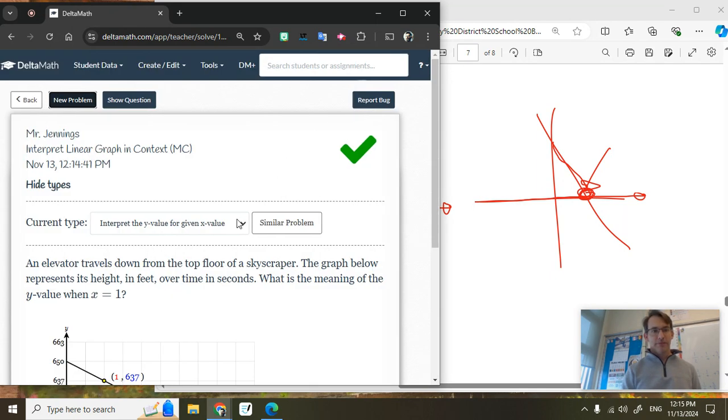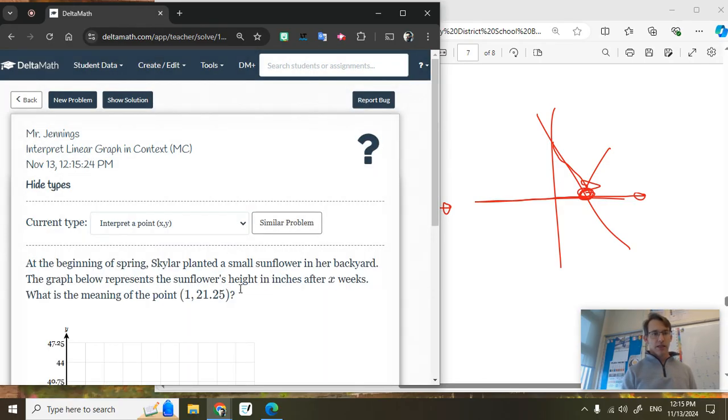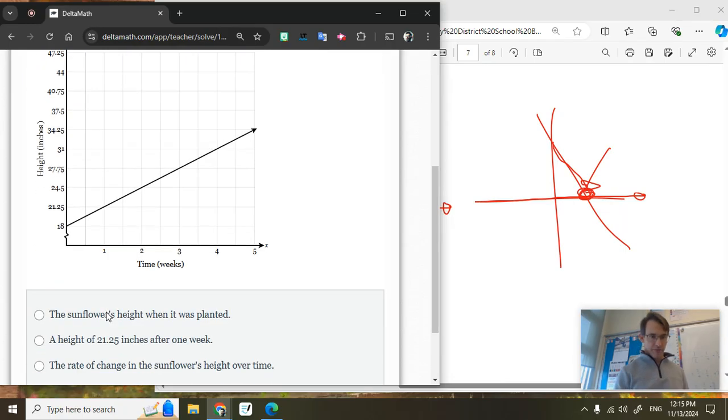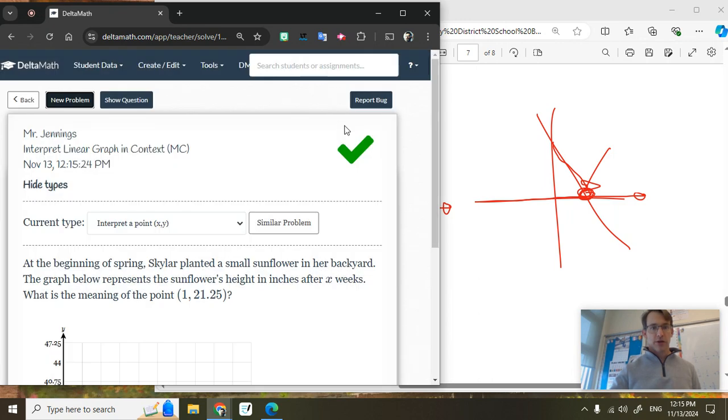And then we also have interpreting a point. So, what is the meaning of the point 1, 21.25? Well, if we look at the graph, after 1 week, the height of the sunflower is 21.25 inches. So that's the meaning of that point: a height of this much after 1 week. You have to read the graph and tell what that point means.